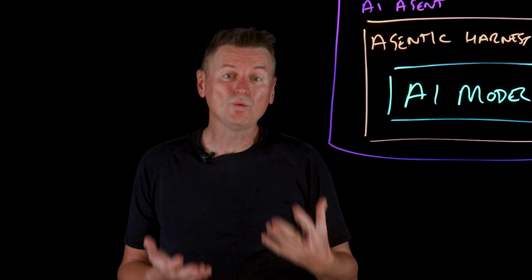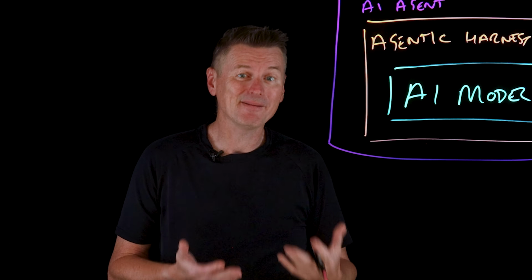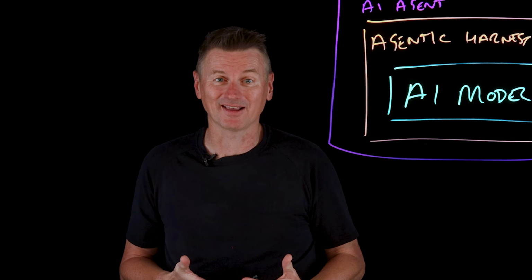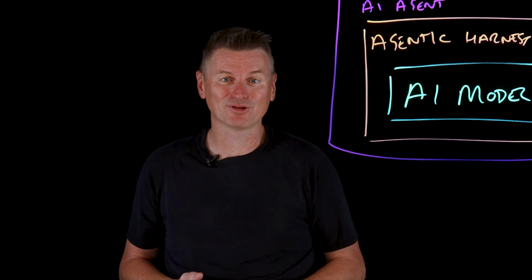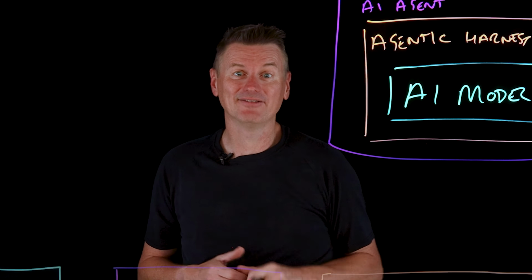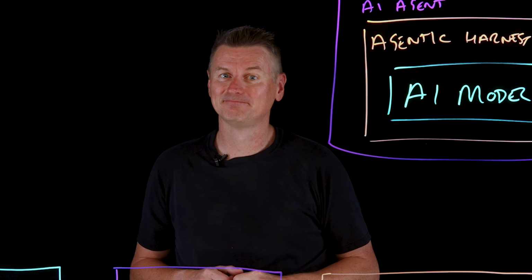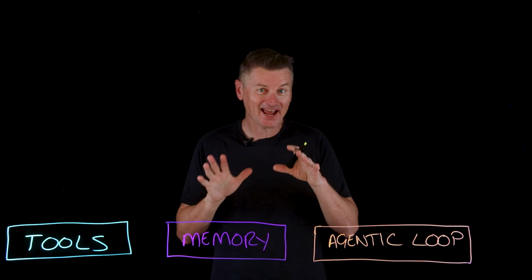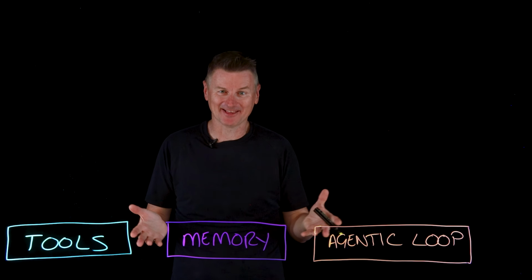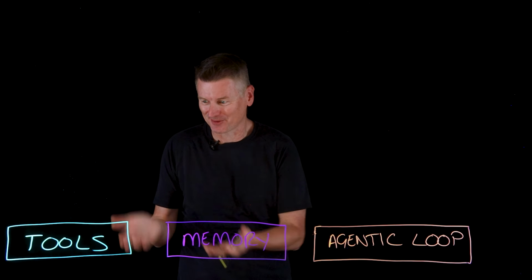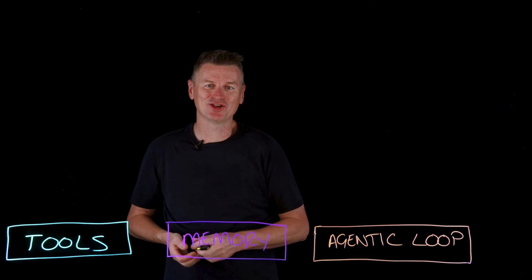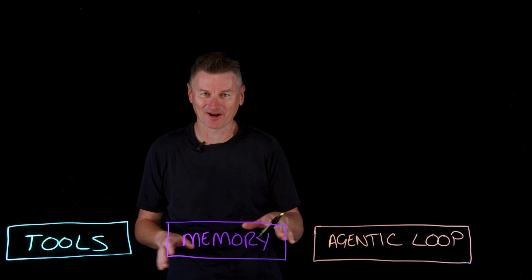That's the tools the model uses, the way it remembers things, the loop that it keeps running, the rules about what it's allowed to do. All of that stuff lives inside the agentic harness. So let's get inside that harness. And what's inside is essentially three components. We've got tools, we've got memory, and we've got the agentic loops. Let's take a look at these one at a time.